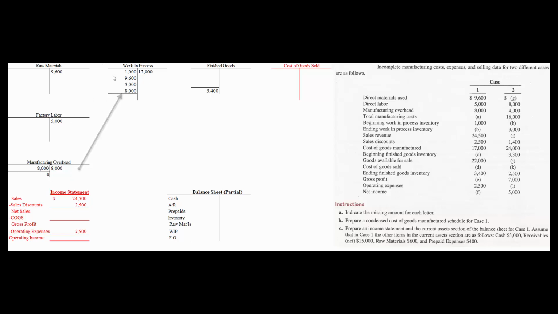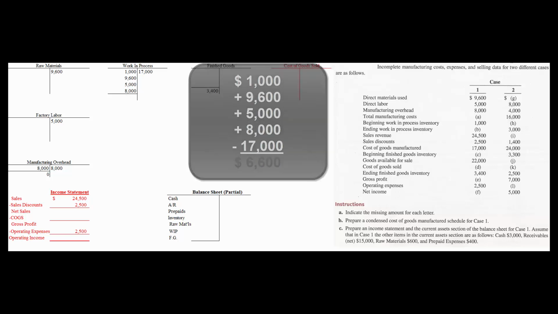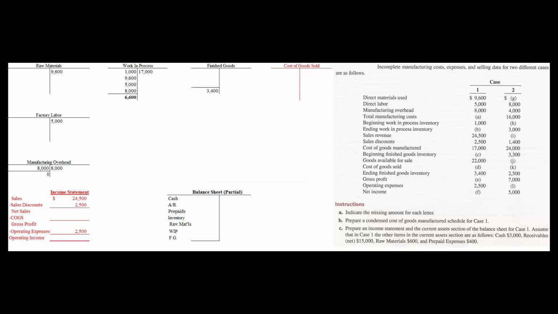Well, if we started with $1,000 of work in process, added materials, labor, and overhead of $9,600, $5,000, $8,000 respectively, and it told us that we finished, our cost of goods manufactured is $17,000. That means the balance here in work in process at the end of the month must be $6,600.